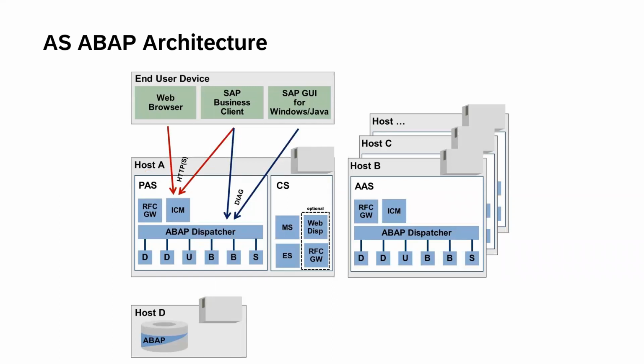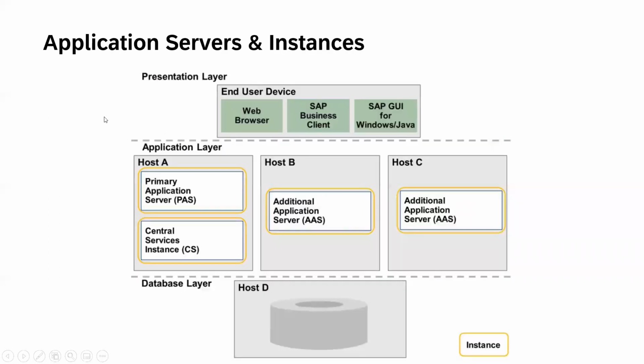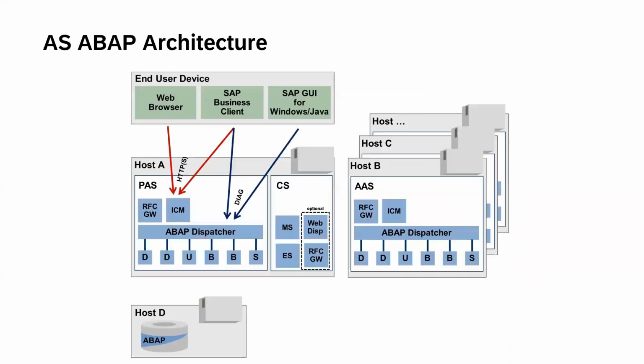In the previous screen, we just saw this box, the primary application server. Now, what is inside this box? What is inside the primary application server and what is inside the additional application server? In that screen, we didn't see what is inside this box. In the next screen, we are seeing what is inside this box.